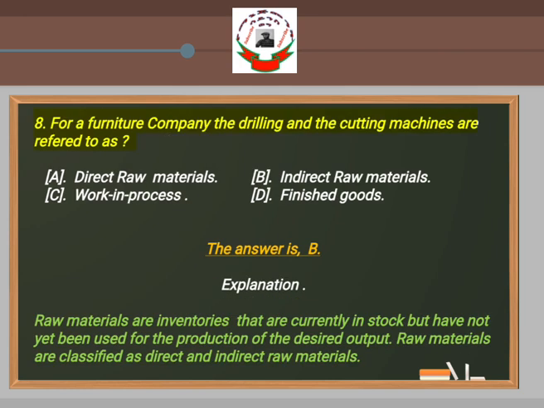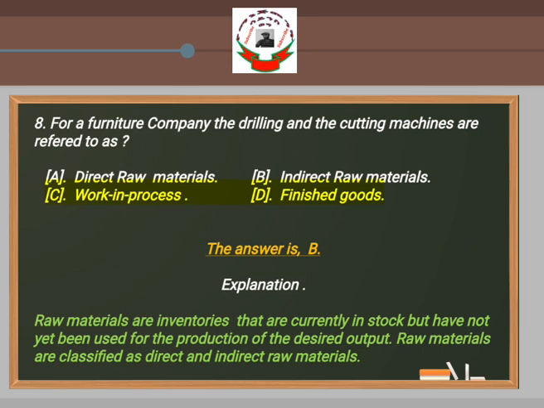8. For a furniture company, the drilling and the cutting machines are referred to as A. Direct raw materials. B. Indirect raw materials. C. Work in process.